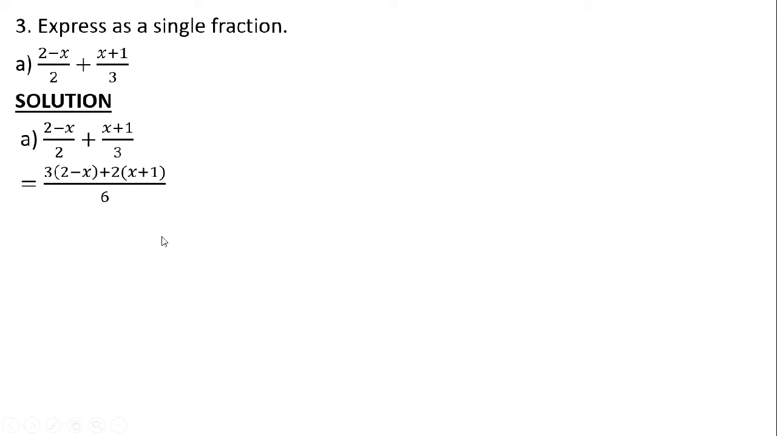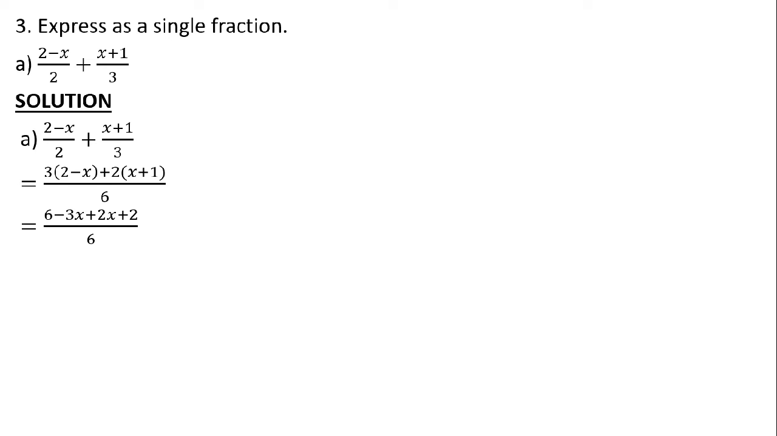So from here, we are going to expand. We multiply 3 times 2, the same 3 times negative x. 2 times x, the same 2 times 1. So when we multiply 3 times 2, we'll get a 6. 3 times negative x will give us a negative 3x. 2 times x will give us 2x. 2 times 1 will give us a 2. From there, we'll group the like terms together.